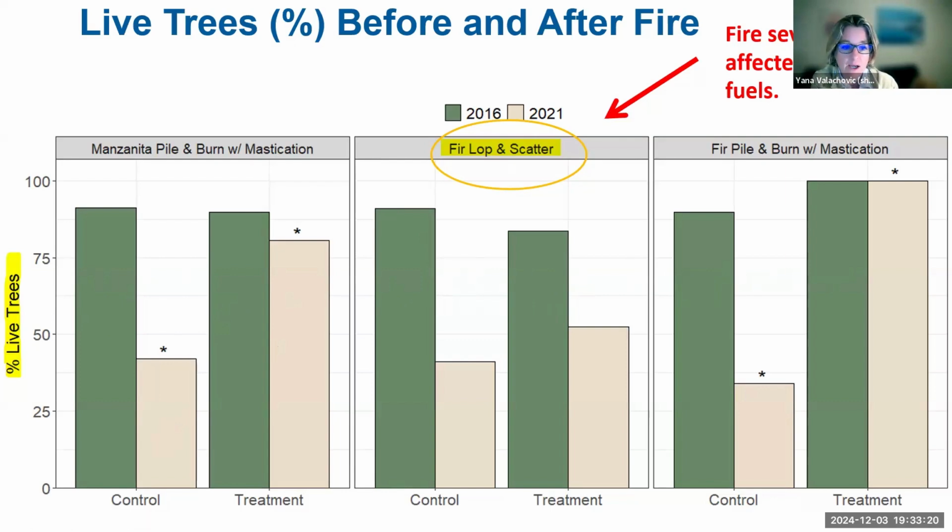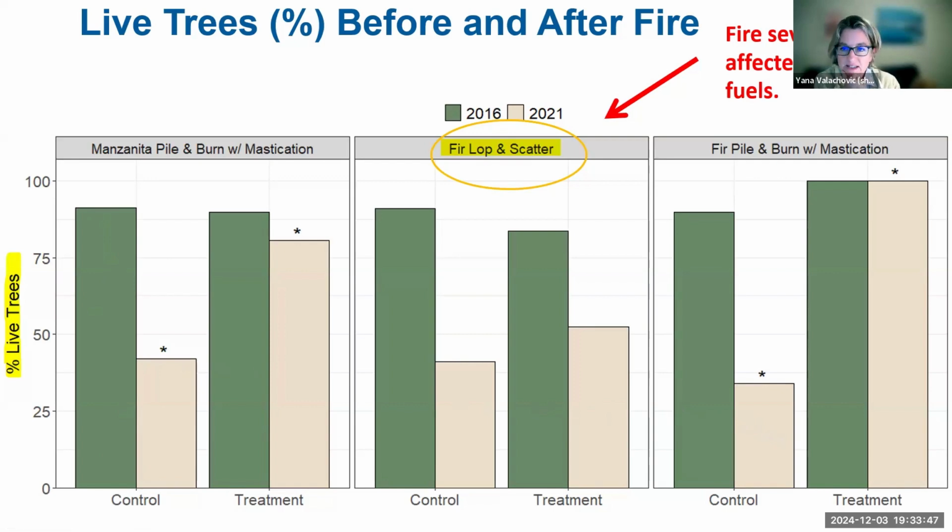And so what you can see on each of these pairs is that live trees were taken down considerably. So when the fire went through on the control sites where no treatment had been done, we lost a lot of trees. We went from almost 80% live trees down to something under 50 kind of across the board. Now we had 3 different types of treatment also.